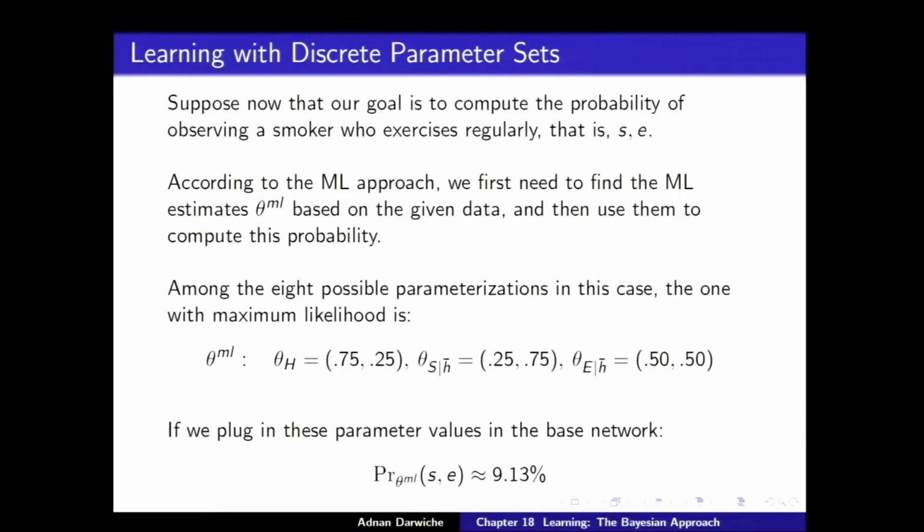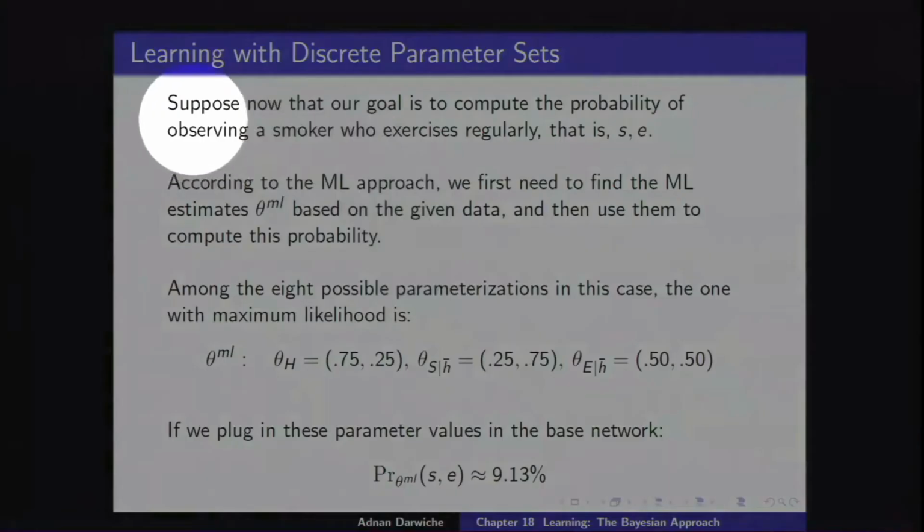Let's look more broadly, the bigger picture. You have a data set, and our goal is to compute the probability of observing a smoker who exercises. So that's what you want to know, the answer to this query. The maximum likelihood approach, what did we do? We said, first of all, get the data set and estimate the parameters of the structure. That's what we call theta ML, maximum likelihood, based on the given data. And then we plug these into the network, correct? And then computed the probability of that query.